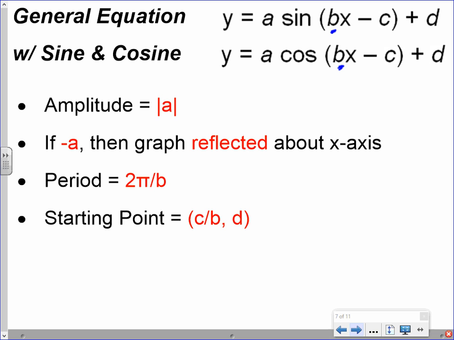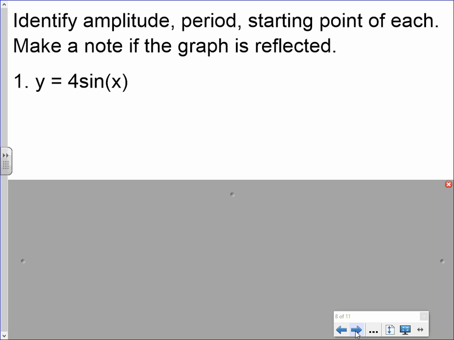So all we're going to do today and your homework this weekend is you're going to be able to take a function and identify amplitude, period, and starting point. That's what you need to be able to do by the time you get back on Monday. So, let's do some examples. Y equals 4 sine of x. Write it down.